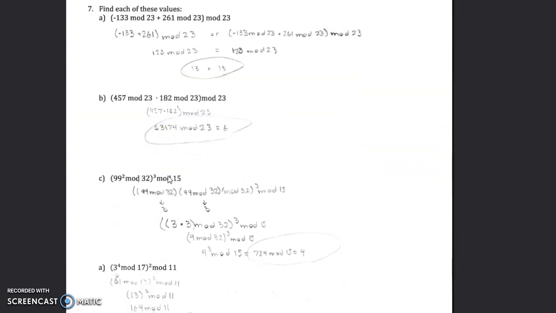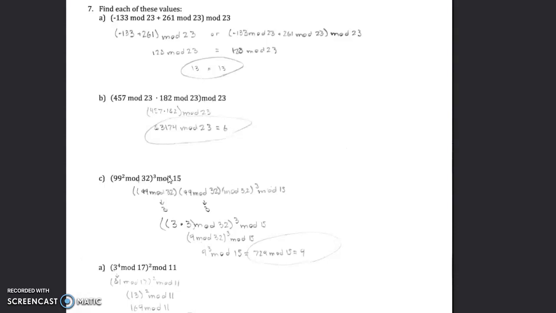Moving on to 7. These are a little bit more difficult, but basically what you can do is solve the interior to get your exterior one. So negative 133 mod 23 plus 261 mod 23, since mod 23. You can either write it out fully and solve it like that, or you can condense it like I did on the left side. So negative 133 plus 261 is actually equal to the equation because of mod rules. We're modding by the same number, so you can just add those two and then you're modding by the same number on the outside. So I add the parentheses, I get 128 mod 23, which is equal to 13.